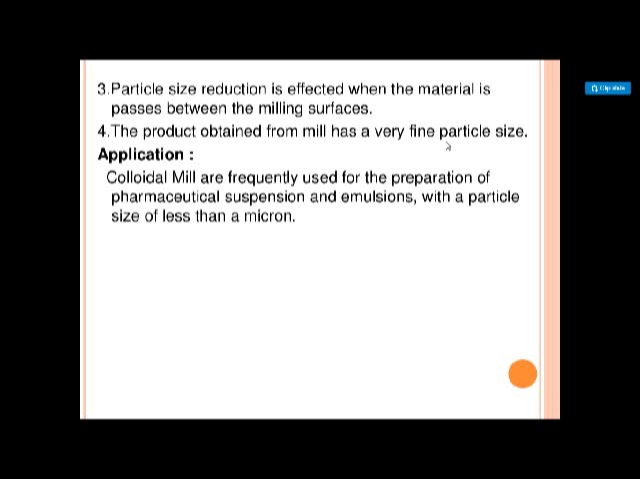The capacity is 2 liters per minute to 400 liters per minute. You can reduce the size, or you can mix the material from 2 liters to 400 liters by using the colloid mill.